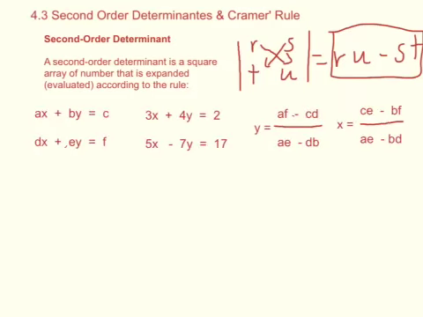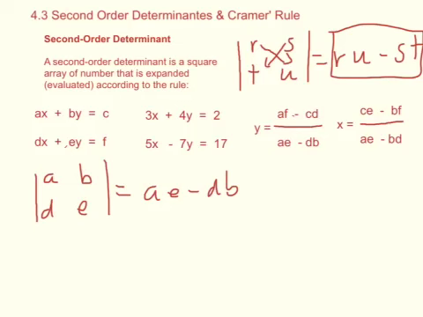So if you remember from the previous slide, the denominator for both x and y is always the same. And we see that right here. AE minus DB, AE minus DB. So how would we write this as a second order determinant? So the denominator, we write A, B, D, and E. And what does that evaluate to? AE minus DB.